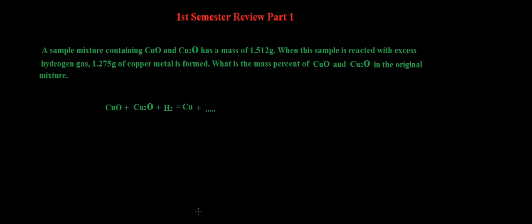Okay, so we know that before the reaction, the sum of the CuO and Cu2O is just 1.512 grams. And the amount of copper that's created after the reaction is 1.275 grams, right? So to find the percent by mass of CuO and Cu2O, first we have to figure out how many grams each occupies, and then divide by the total mass. So we find the number of grams of CuO and then divide it by 1.512 to get the percent mass of CuO. We could write an equation for that.